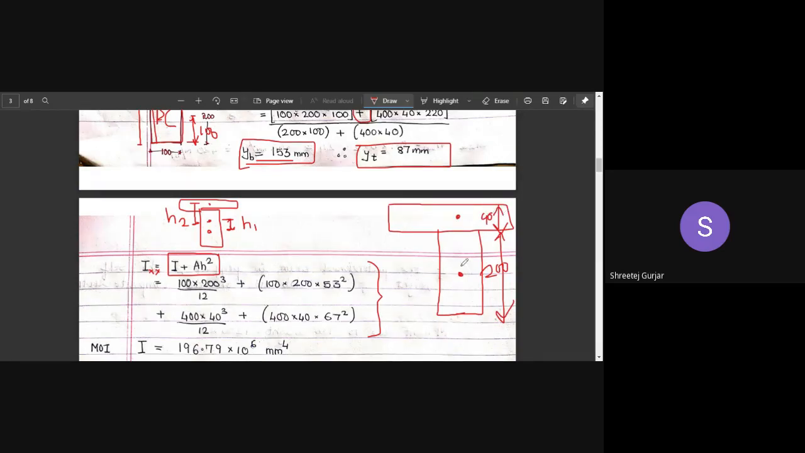So 153 will be somewhere over here, right? This is 153. That is YB. Similarly, this is YT, 87. Okay. This is H1. This particular height is H1, from this centroid to the centroid of your section. Now, from the total centroid to the centroid of your interested section is this. This is H2. Correct? So this is H1 and this is H2.